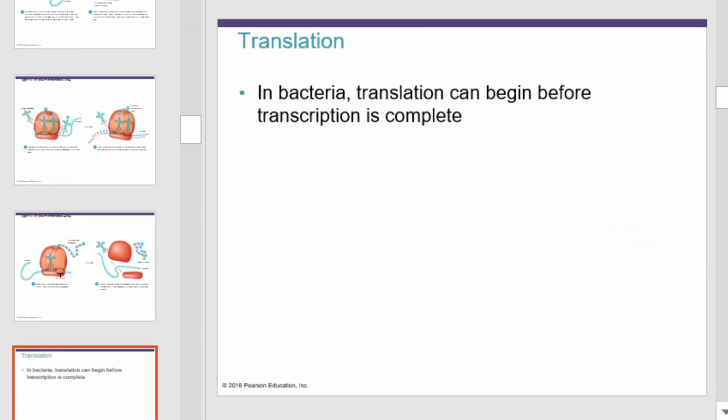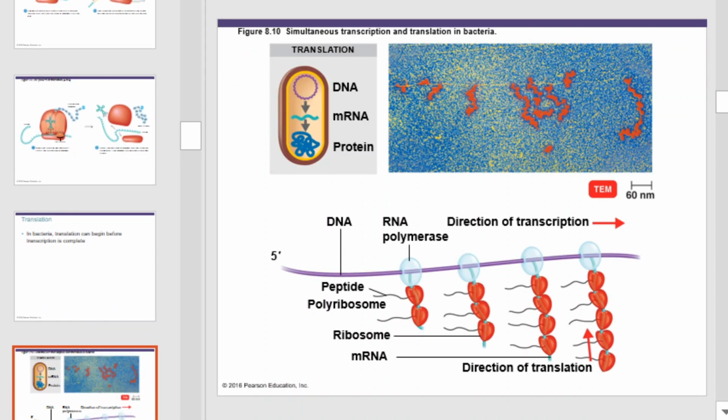In bacteria, translation can begin before transcription is complete. This is an illustration of the simultaneous transcription and translation that can often occur in bacterial cells.